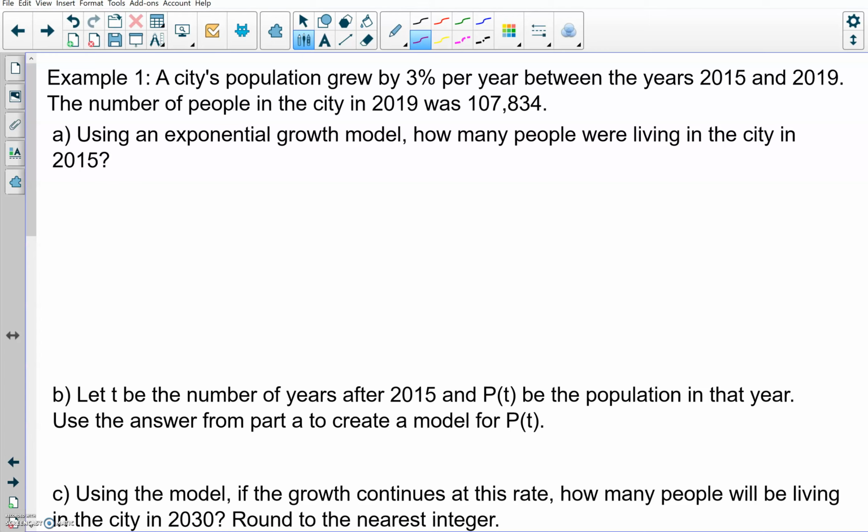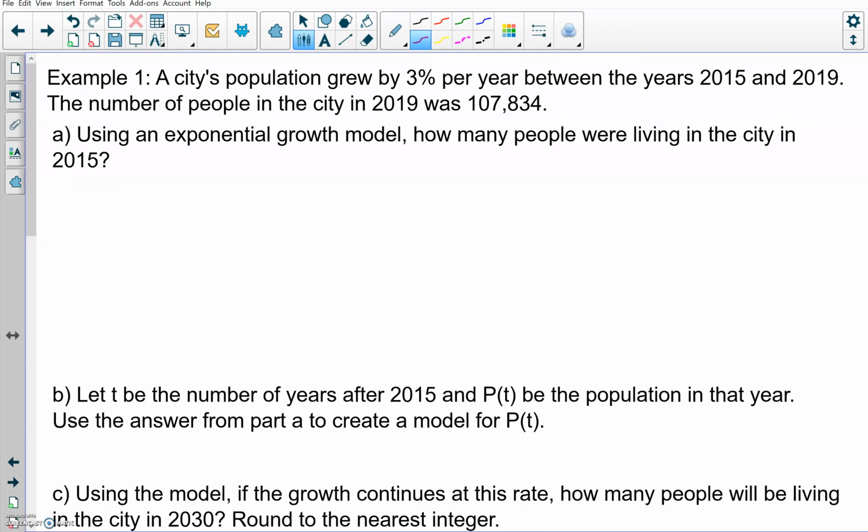Part 2 of section 4.2. You'll see some examples here. Example 1: a city's population grew by 3% per year between the years 2015 and 2019. The number of people in the city in 2019 was 107,834. So using an exponential growth model, how many people were living in the city in 2015?